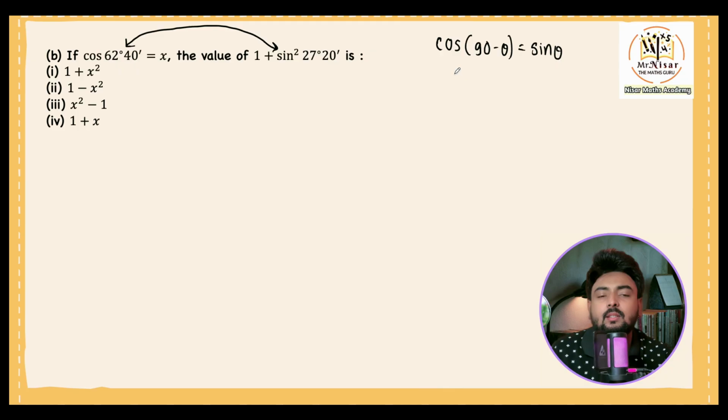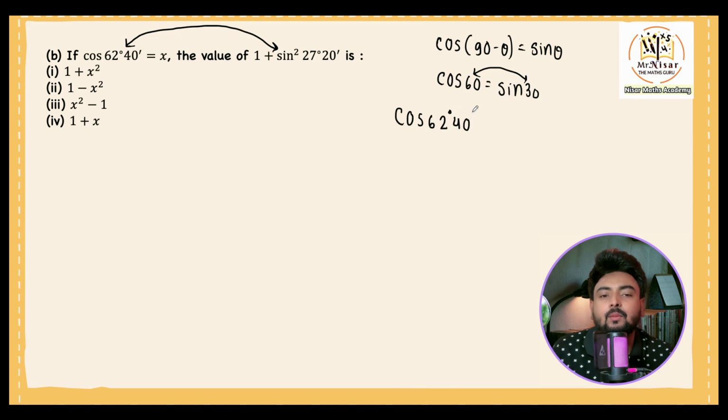Now see, an example I'll give you. It means, children, if the angle of cos is 60, then the angle of sine will be 30. It means the sum of these two will always be 90, because these both are complementary to each other. So if I observe this question, here it's given cos 62 degree 40 minutes, and here it is written sine 27 degree 20 minutes, and if I add these both, I'm going to get 90.